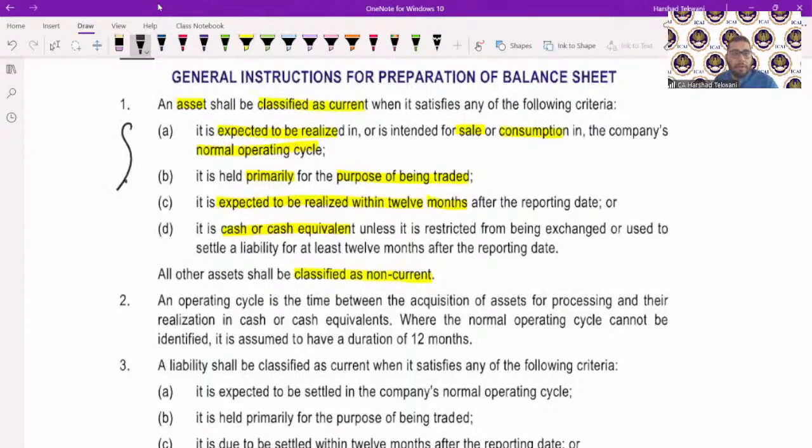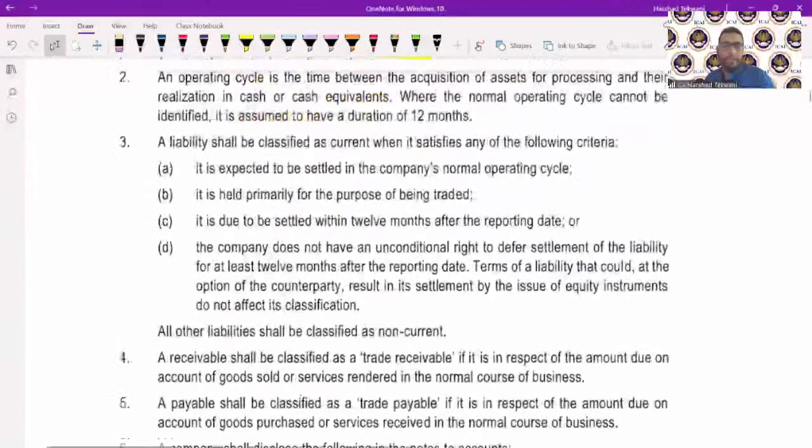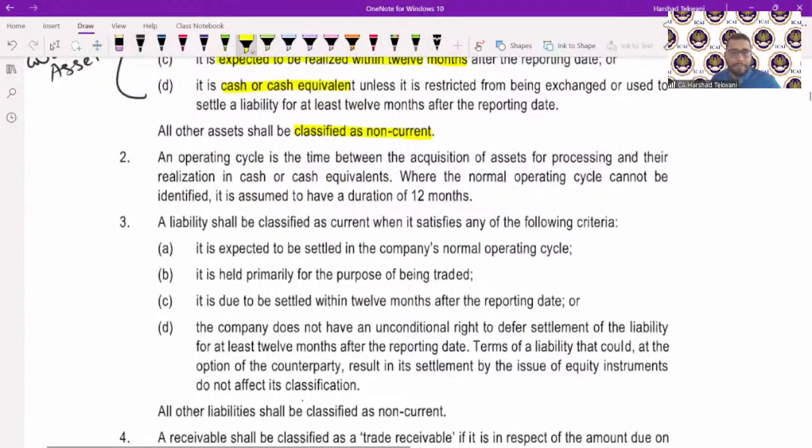So these are the conditions for a current asset. Clear? Okay. Same way, another set of conditions for current liabilities: expected to be settled in the normal operating cycle, held primarily for trading, due to be settled within 12 months, or the company does not have any unconditional right to defer settlement for at least 12 months.